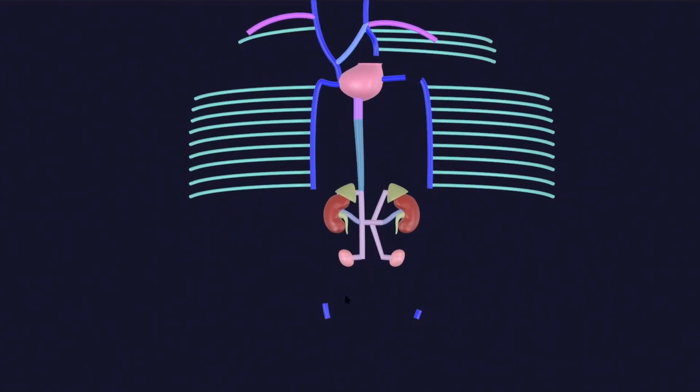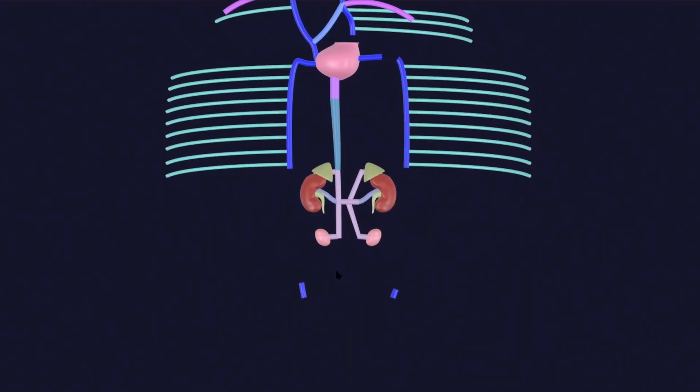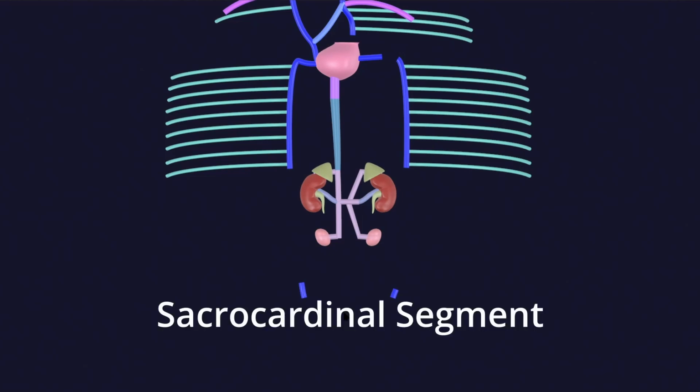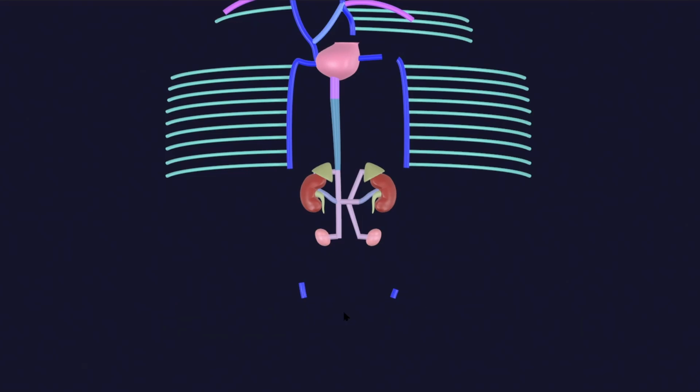But before discussing that, here is this remaining stump of the posterior cardinal vein. It is the inferior or caudalmost part of the posterior cardinal vein. Now this is basically called the sacrocardinal segment of the posterior cardinal vein. And some authors believe that this is not a part of the posterior cardinal vein. They believe that the caudal part of the posterior cardinal vein is destroyed, so a new vein develops, and this new vein is called the sacrocardinal vein.